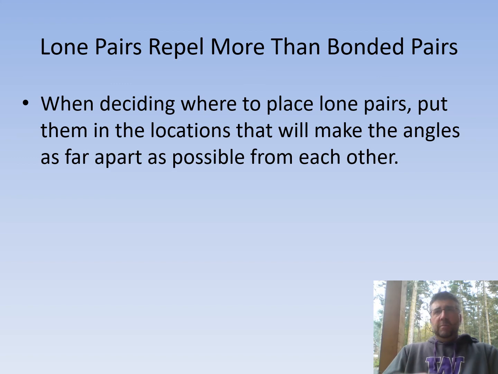Here's another rule of thumb that helps us figure out where the electrons and bonds are going to go. Lone pairs repel more than bonded pairs. So lone pairs are going to push things out of the way with a greater angle than chemical bonds do. When you're trying to decide where to place the lone pairs that an atom may have, you're going to try to place them in the location that allows the angles to be as far away from each other as possible.